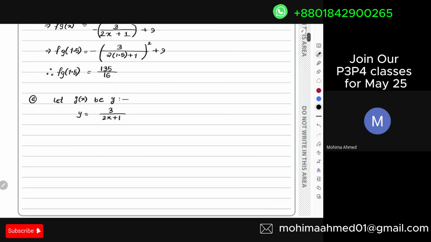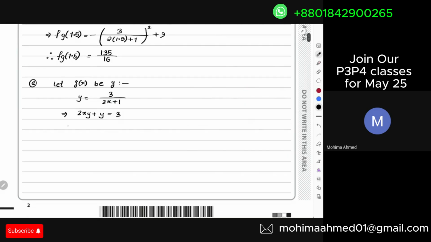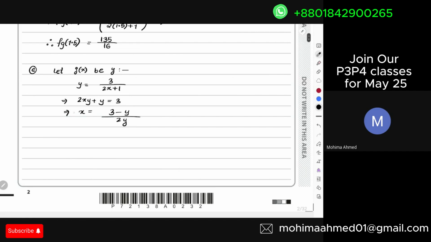I'm going to take the denominator to the left hand side. So we get 2xy plus y equals 3, and from there I just have to keep x on the left hand side of my equation. Which gives you x equals 3 minus y divided by 2y. So this is your equation. This is actually your inverse function, but in terms of y.